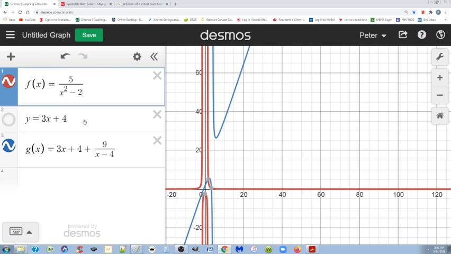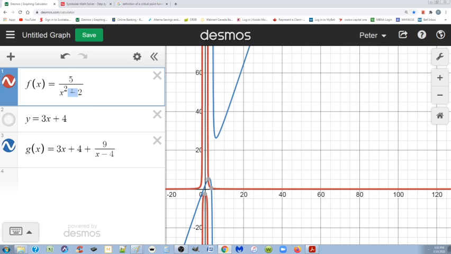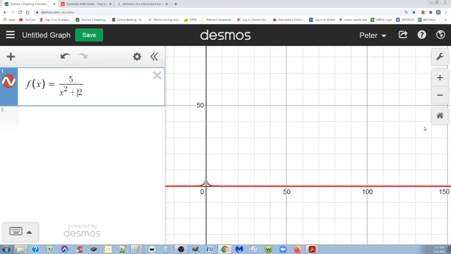Was it minus 2 or was it plus 2? I can't remember. It was plus 2. Yeah, makes a big difference. And I'm just going to get rid of the other graphs. And there it is.